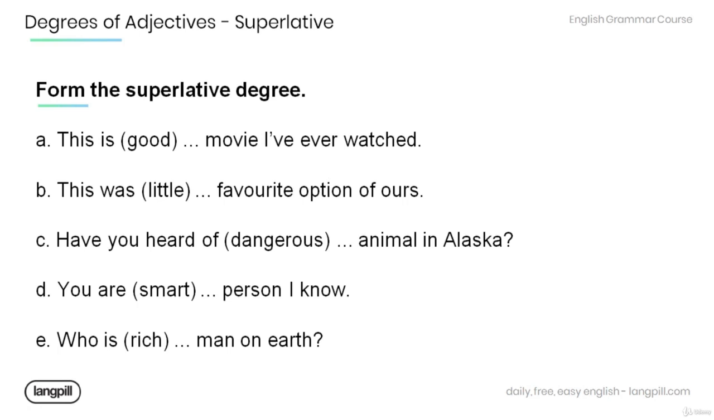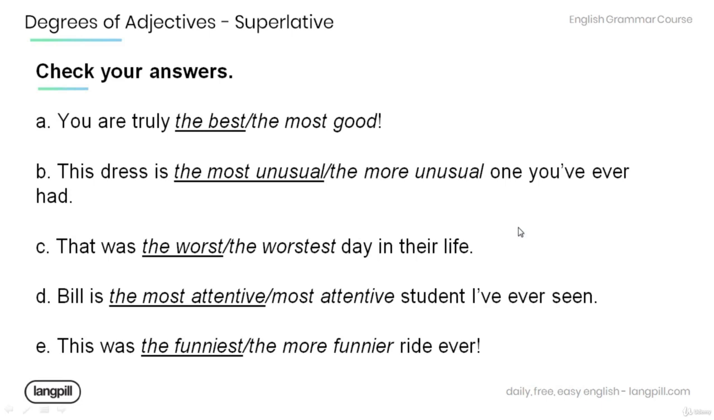And now, let's check your answers. You are truly the best. This dress is the most unusual one you've ever had. That was the worst day in their life. Bill is the most attentive student I've ever seen. This was the funniest ride ever.